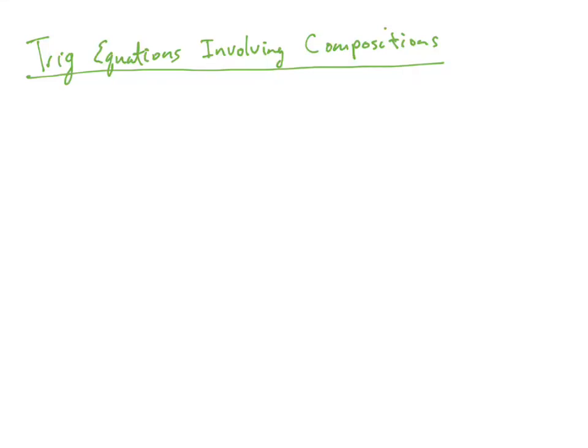In this video, we're going to be looking at trig equations that have compositions in them. By composition, what we mean is something like this, where inside the argument of the trig function, we have something getting multiplied. So this right here, 3 times x, that's the composition that we're talking about.